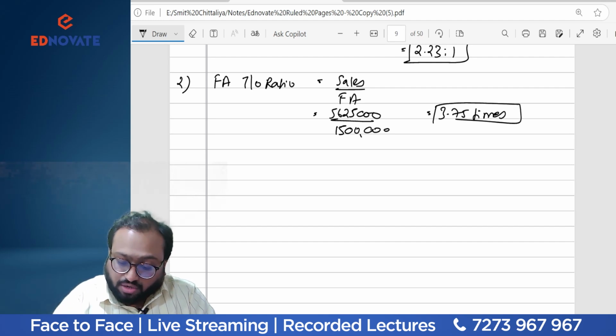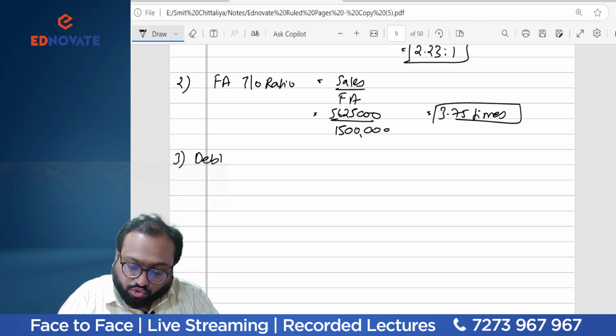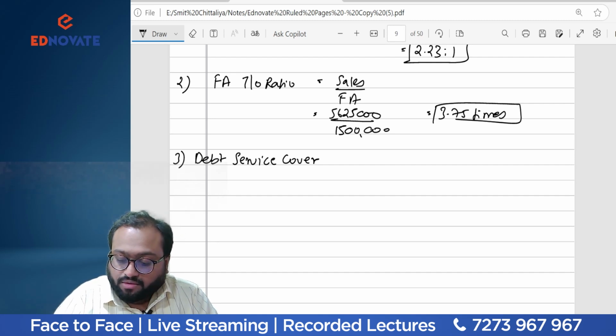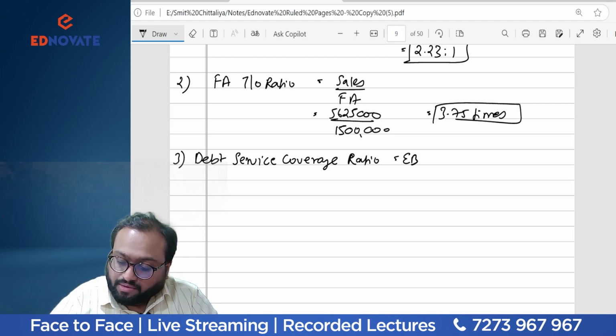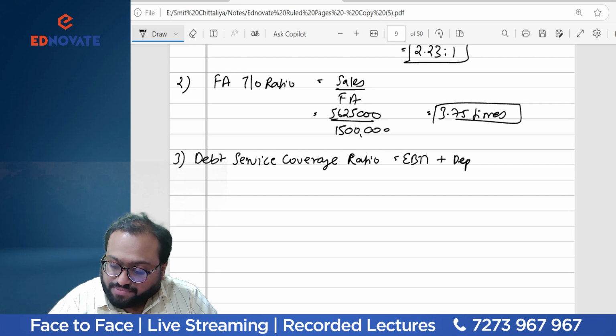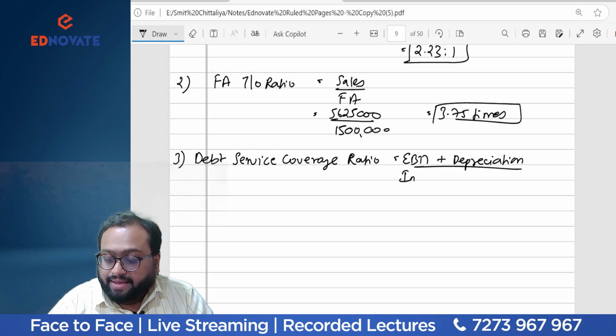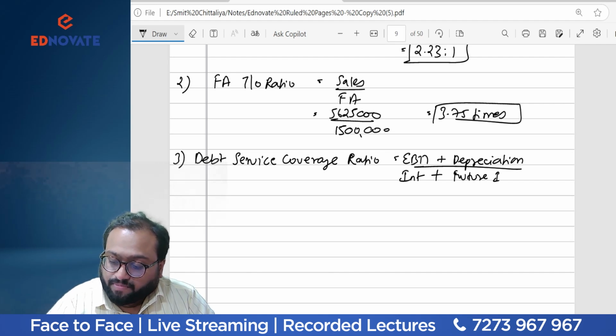Very nice. Now, one thing is the debt service ratio. What is the formula of debt service ratio? That is also very easy. Debt service coverage ratio is EBIT plus depreciation, that is why the depreciation is given in the question, divided by interest plus future installments. Am I right? And that is why they have given us the installment also.